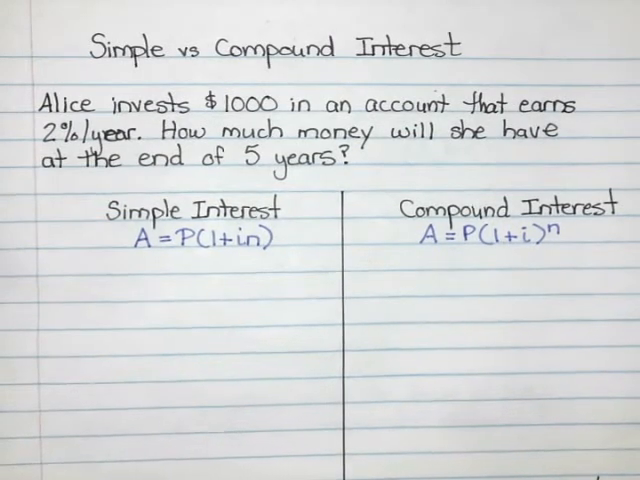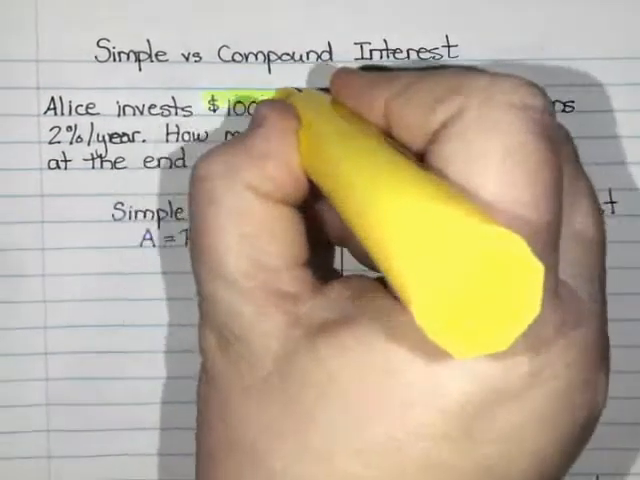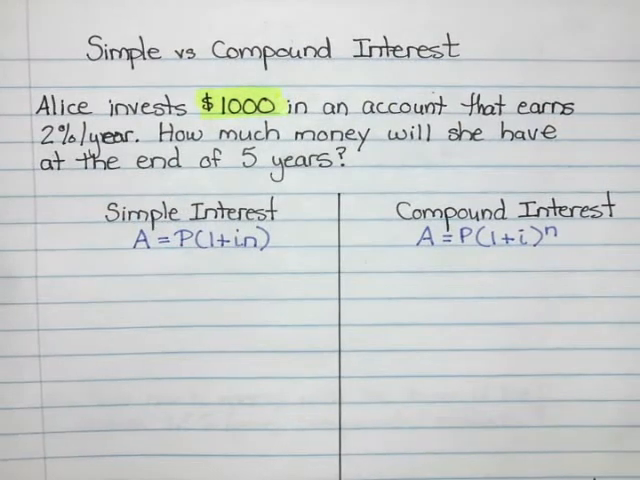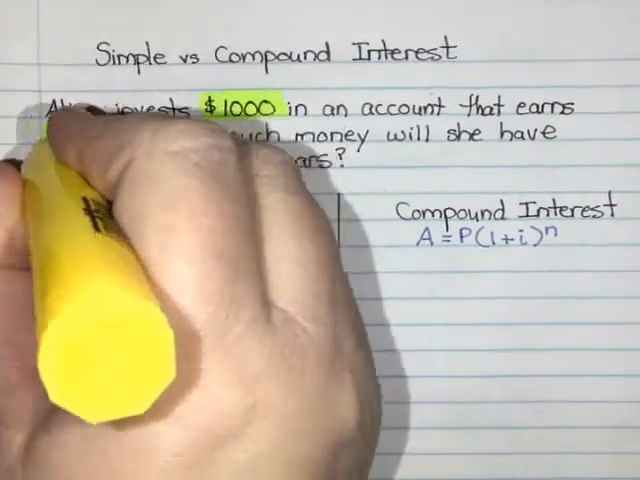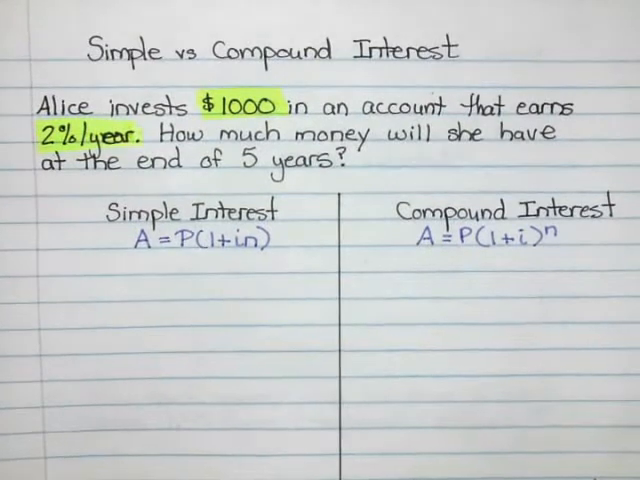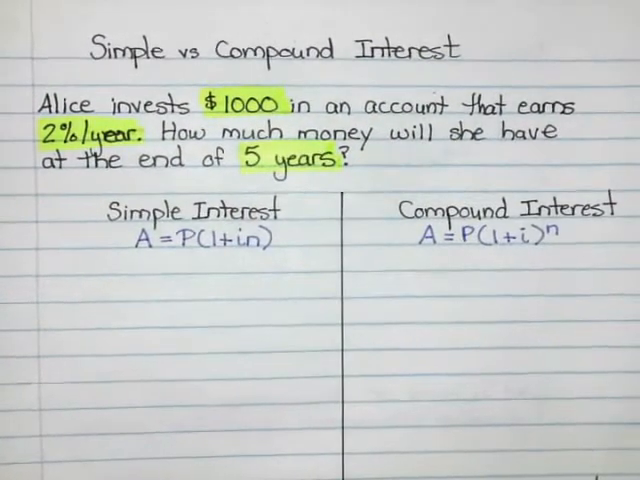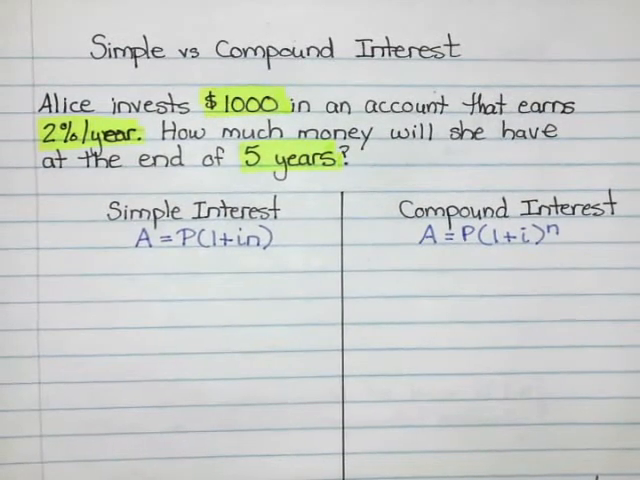So I am going to start by just highlighting the important information here. She is investing $1,000. That is her principal or starting amount. She is earning 2% per year in interest, and she is investing her money for 5 years. So rather than use a table to model what this looks like, we're going to try using the formulas that we've learned over the past 2 days.